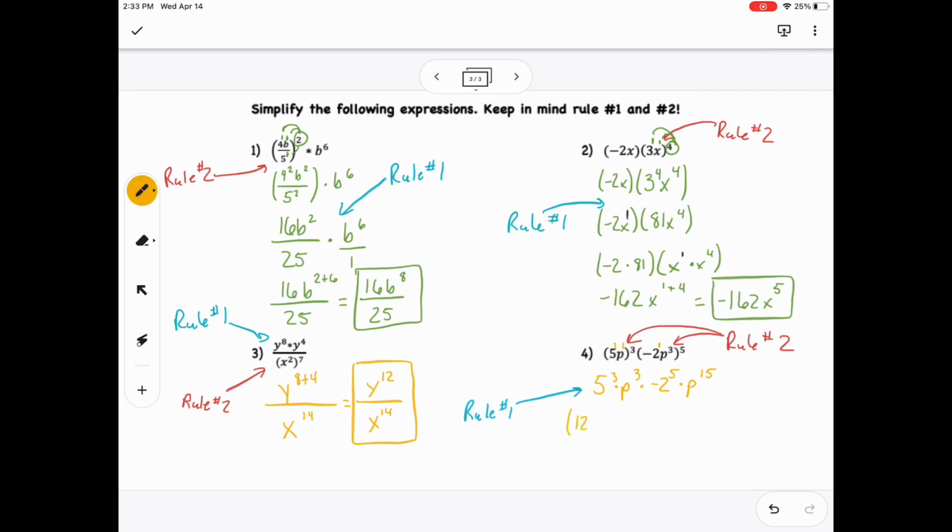And now I have a bunch of stuff that I can use rule number 1 for. So I'm going to put the 5 cubed, which is 125, and negative 2 to the 5th, which is negative 32, in parentheses together. That gets me negative 4,000. I'm going to add those exponents for the p. So I get negative 4,000 times p to the 18th. Okay? Have fun.